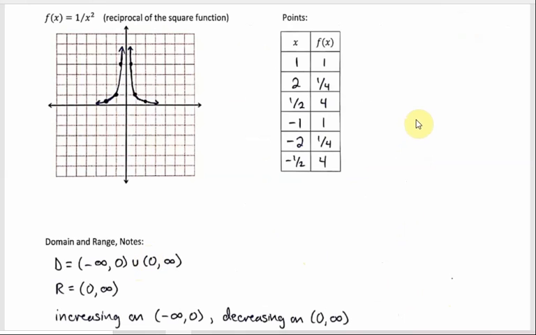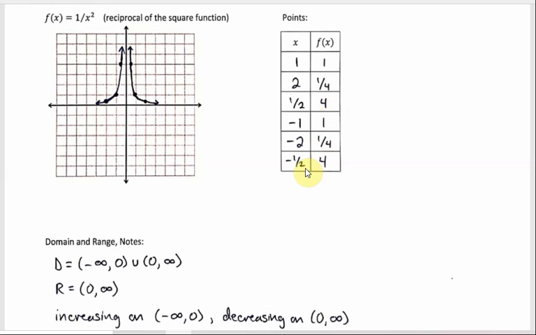The other common rational function that shows up in this section is 1 over x squared. So we can plot some points, right? 1 over 1 squared is 1. Negative 1 squared is 1, so 1 over negative 1 quantity squared is going to be 1, right? But then here, 1 over 2 squared is 1/4. And then 1 over negative 2 squared is also 1/4. 1 over 1/2 squared, well, 1/2 squared is 1/4. 1 divided by 1/4 is 4.